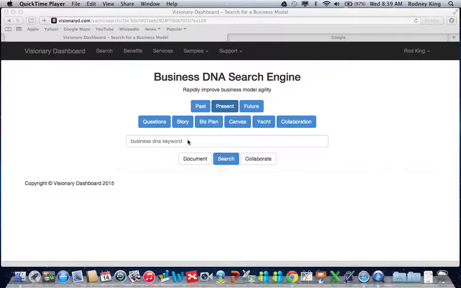This is a short demo of VisionaryD, a search engine for global community transformation. Here, the focus is on showing how VisionaryD can be used to rapidly improve business model agility, that is, the ability to sense and rapidly respond to information.